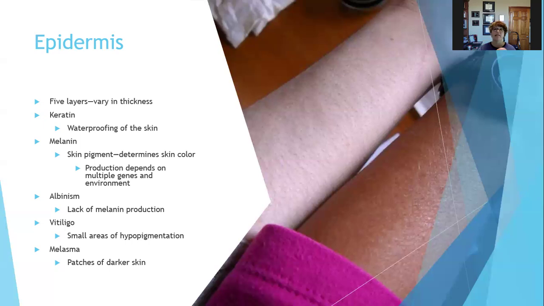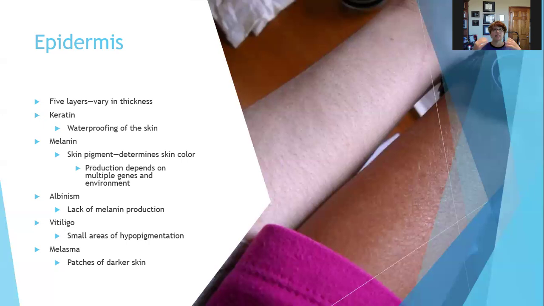Vitiligo is a disease where you get small areas of hypopigmentation. So if you started out with whatever skin color you started with, if you started out with darker skin, you'll have areas that are almost like that area is albino. So you have white spots, basically, if you want to think of it that way, because there's no pigment there. Melasma is the opposite. It's patches of darker skin.